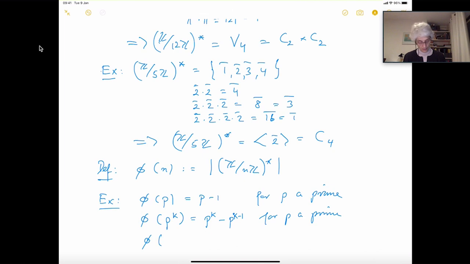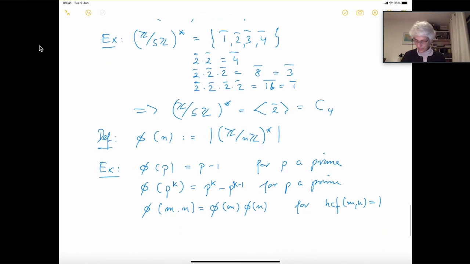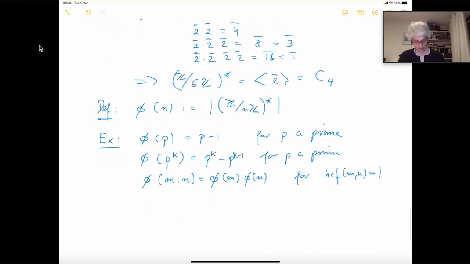And similarly, there's another nice formula: if I have m and n, and I know that m and n are coprime, so the highest common factor of m and n is 1, then these phi values actually just multiply. And again, it's just a counting argument. I leave that to you. It's not too difficult. So with this, we have Fermat's little theorem.